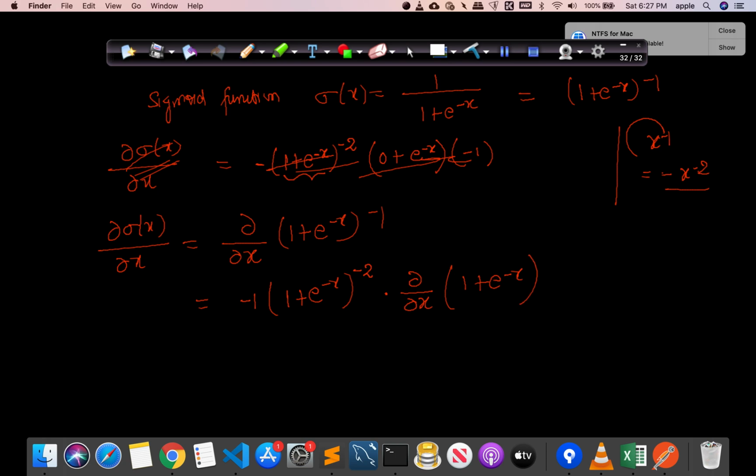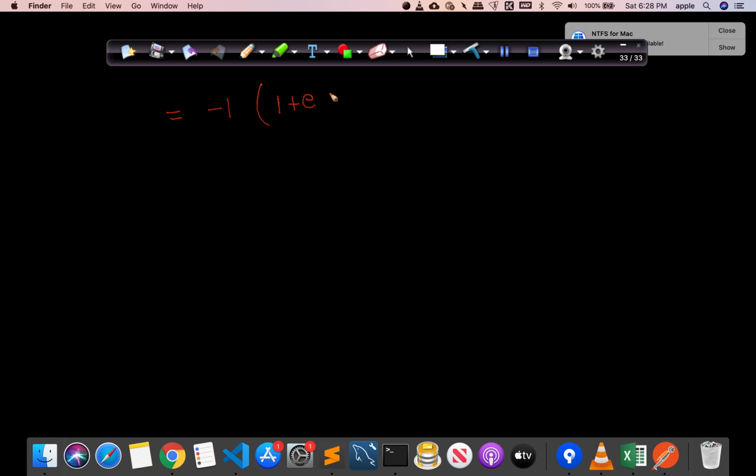Now this term is solved, so this will be as it is, 1 plus e to the power minus x, and the power is minus 2. Now we have to differentiate this particular term. Differentiating a constant with respect to x will be 0, and then d upon dx of e to the power of minus x. Let me use the next page. Until now we had minus 1 plus e to the power of minus x whole to the power minus 2, and now we have 0 plus d upon dx of e to the power of minus x.